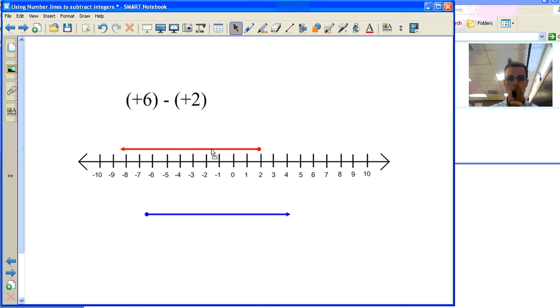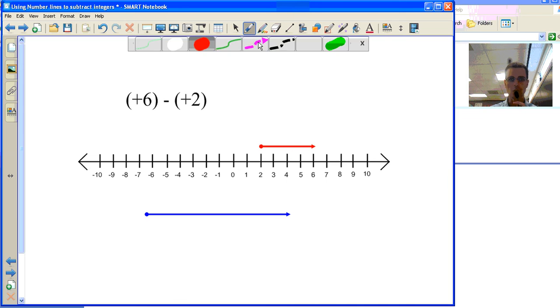So we're going to find +2, which is right here. And then we are going to go to +6 because that's the first number, and there we stop. So we begin with +2, and then we end up at +6. Now we have to figure out, what is +6 subtract +2?